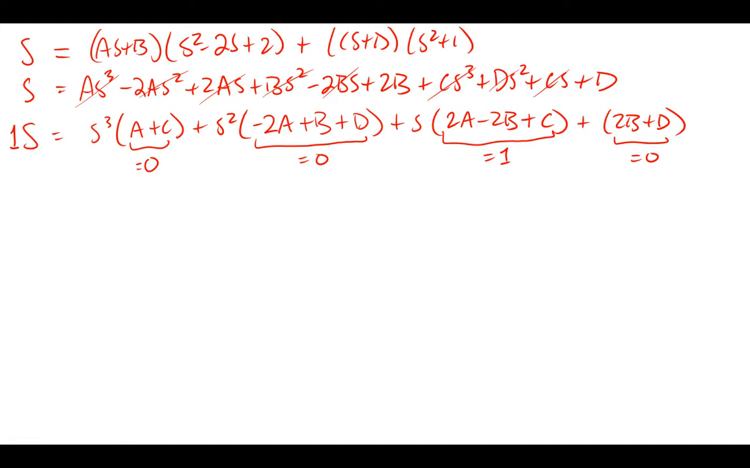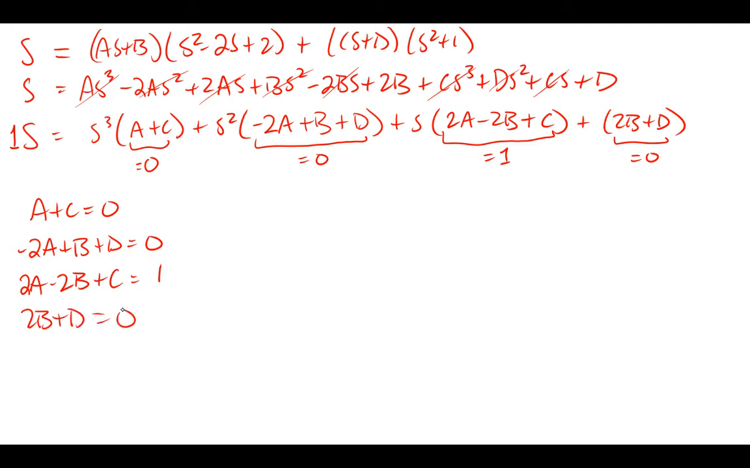So I'll write them down for you down here. So I end up with 0 equals a plus c. Maybe I'll keep the number on the right side, actually. So not that it really matters, but I'll say a plus c equals 0. The second fact I have is negative 2a plus b plus d equals 0. The third one is 2a minus 2b plus c equals 1. And the last one is 2b plus d equals 0.